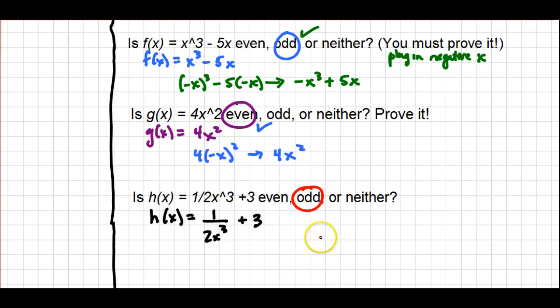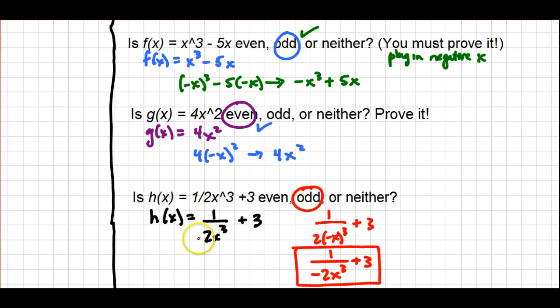If I plug in a negative x, let's see the result. Negative x cubed, everything else remains the same. Negative x cubed is going to result in a negative x cubed without any parentheses, and that times 2 will turn into a negative 2. So on the bottom I will have negative 2x cubed. The top has remained unchanged, and the plus 3 has remained unchanged as well.